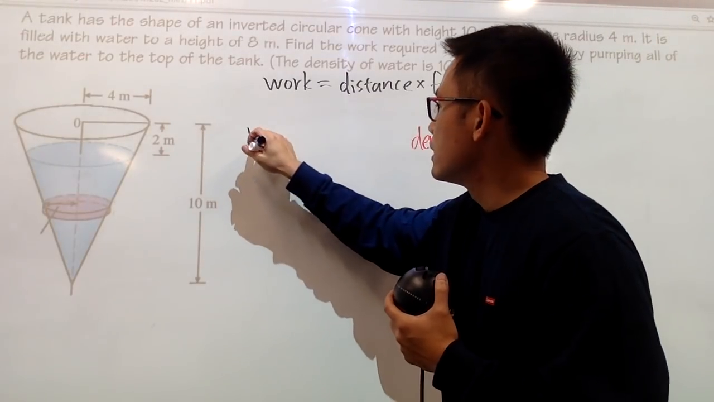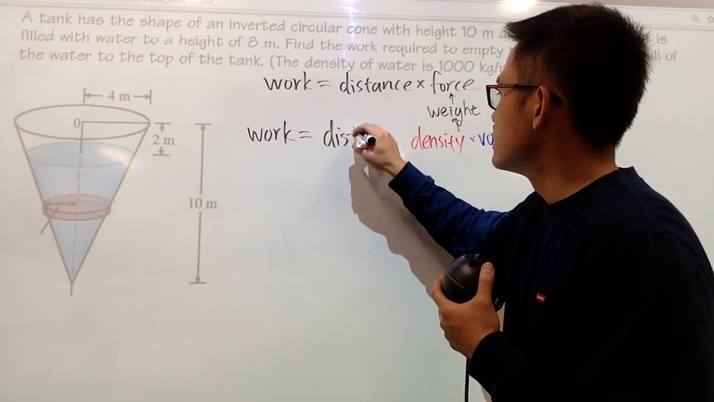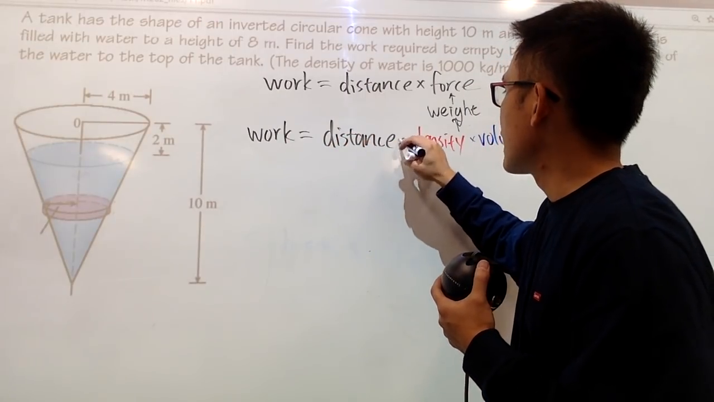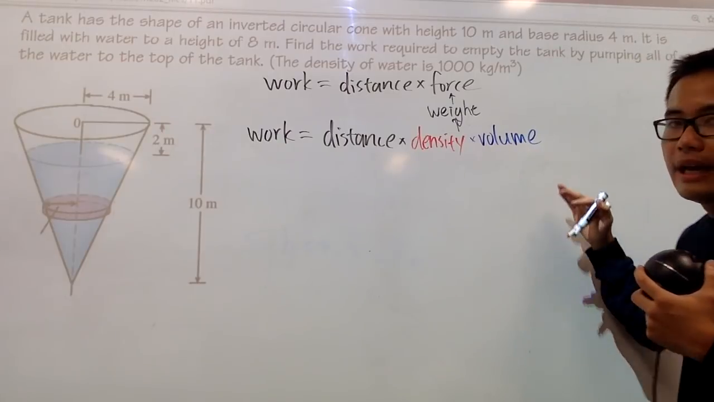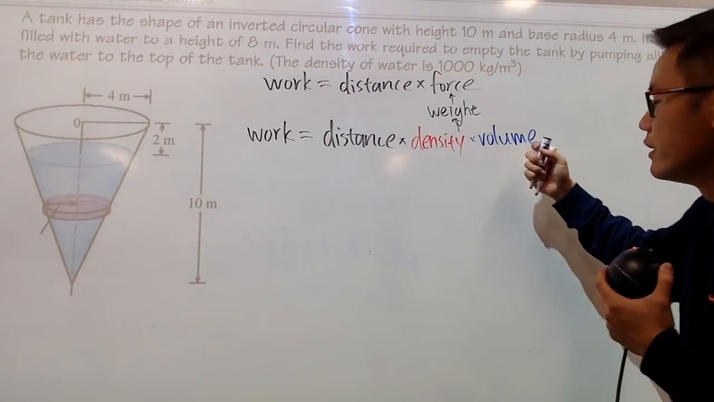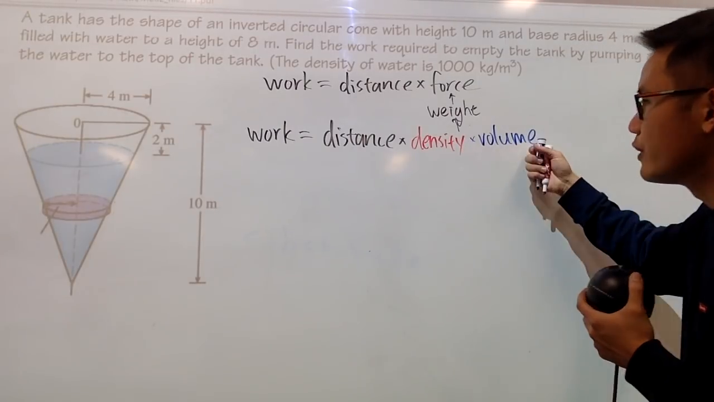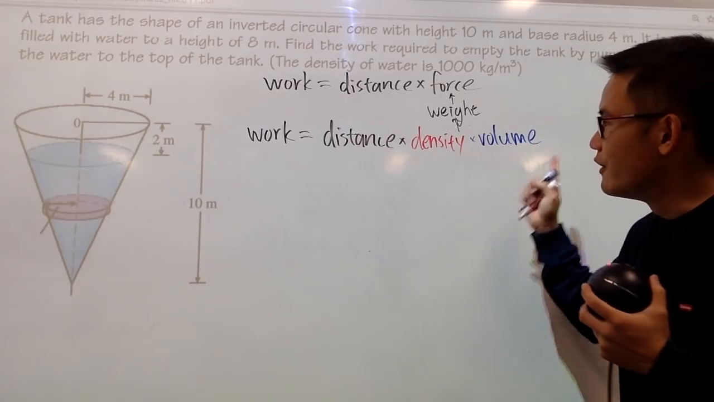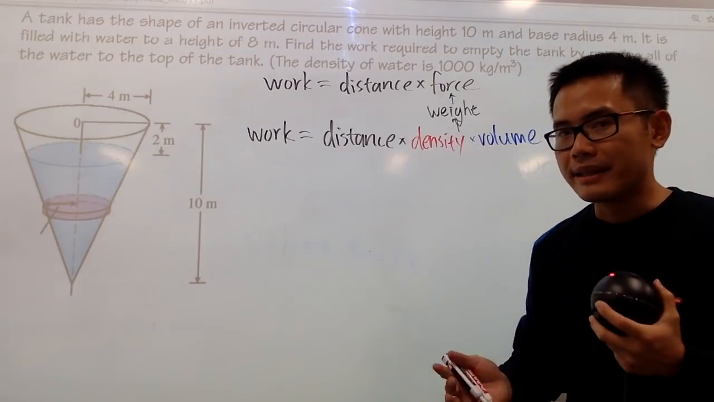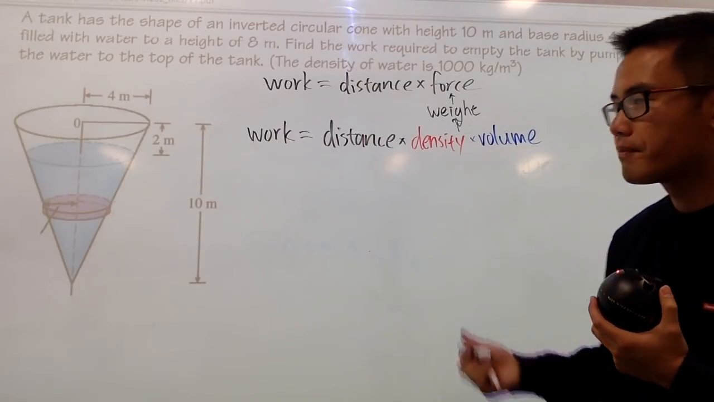The work is equal to distance times the density times the volume. And this is like the blueprint that we're going to follow. And the hint is that the volume is actually the hardest part. That's the part that you have to do the math. And we'll figure this out first. And we're going to do this from right to left. And you'll see what I mean by that in a minute. But this is what we are going to follow, okay?